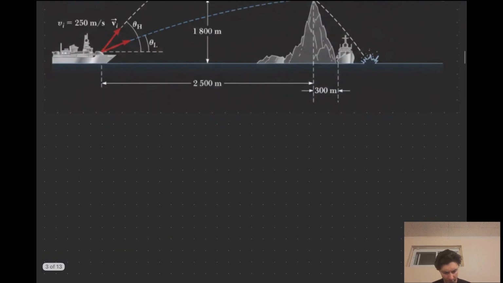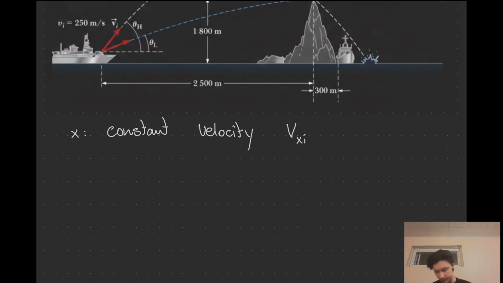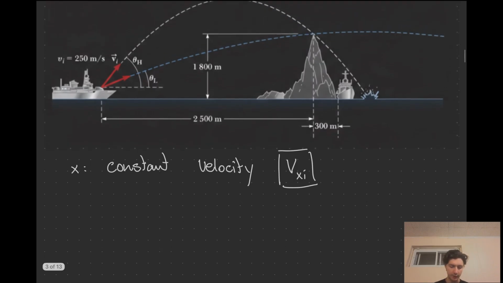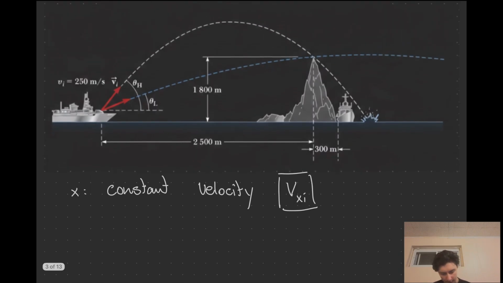So let's start off with a projectile. In the x direction, it has constant velocity, Vx initial. So after the ship fires it, it fires it at some direction here, some theta, whatever, with this total magnitude velocity or speed. So that's the length of this vector.